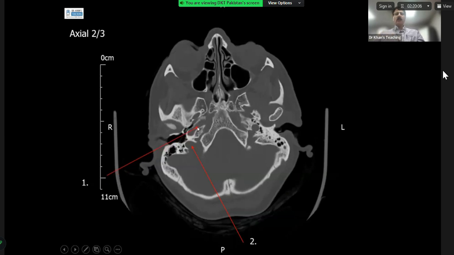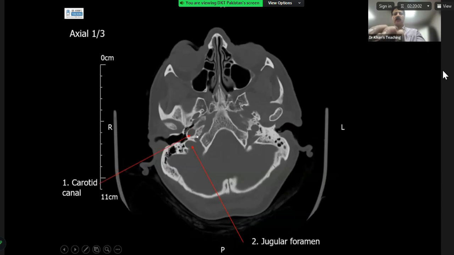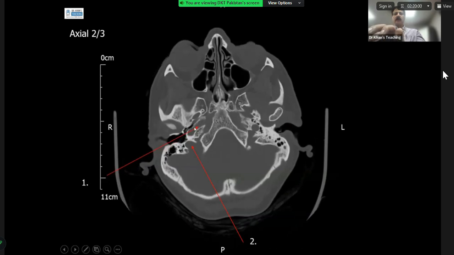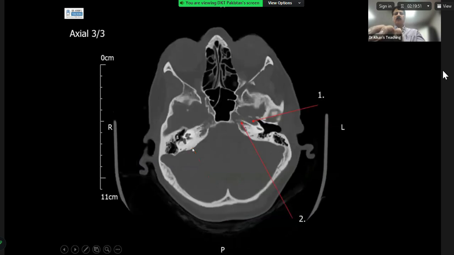And now, same thing here, next slice, you can see here, this was the vertical portion and then it has turned into the horizontal portion. And the jugular foramen is still visible here. Now, candidate 1, what is this?